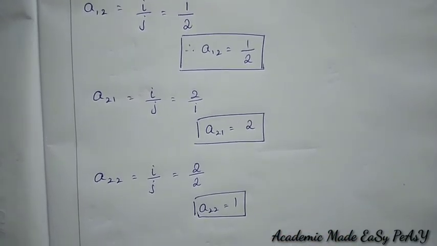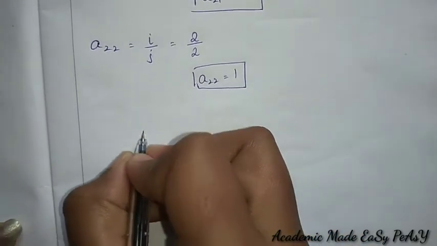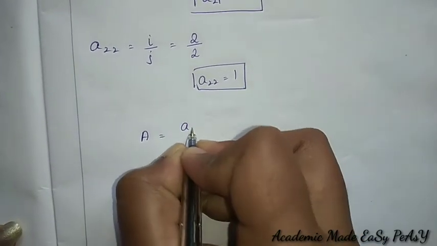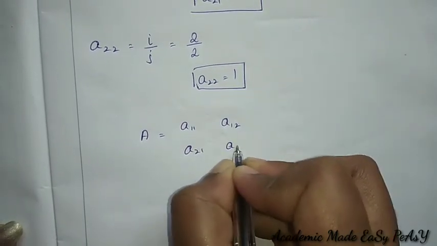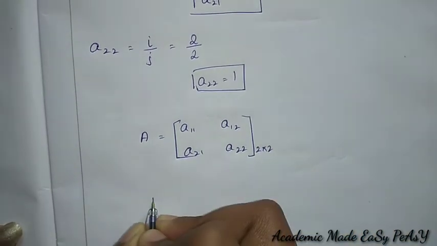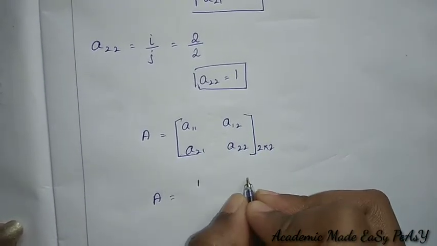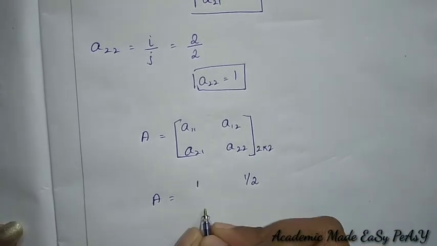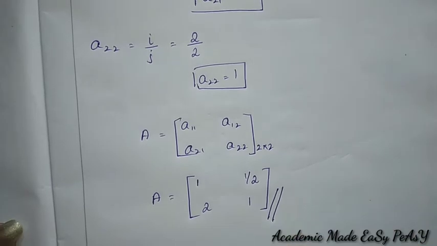So therefore I got all my elements. So now I will write it in the matrix. A is equal to A11, A12, A21 and A22 of the order 2 by 2. So A is equal to 1, 1 by 2, 2, 1. So therefore this is the required matrix.